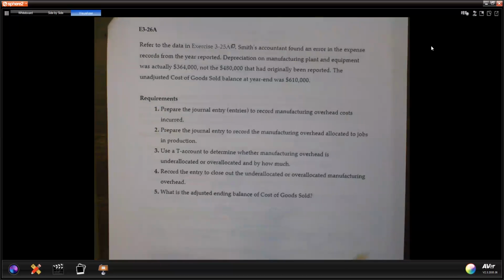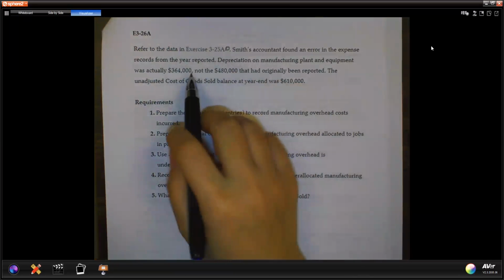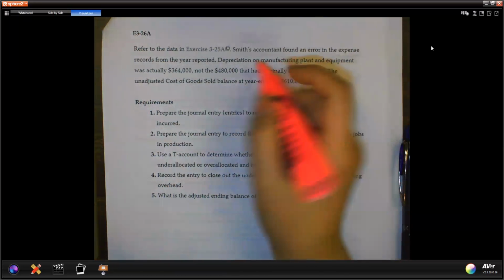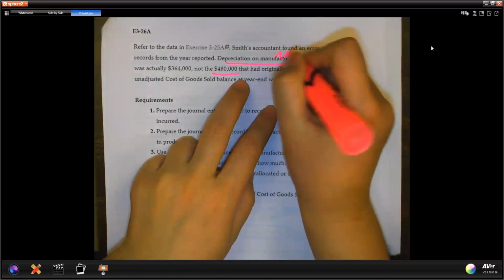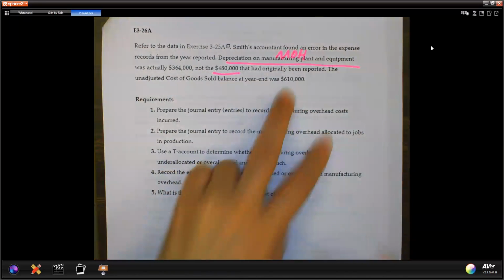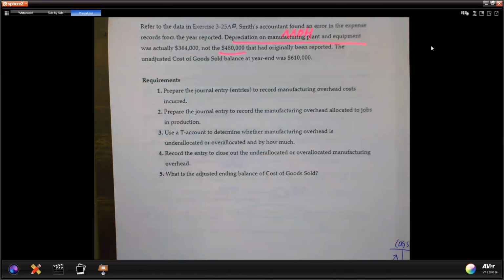Okay, next one, exercise 3-26. It's related with that one. Said you found out that the error for the year depreciation on the manufacturing overhead should be this instead of that. So your manufacturing overhead should be that, but instead of that, and then you have unadjusted is this much. Prepare journal entry record manufacturing overhead cost incurred.